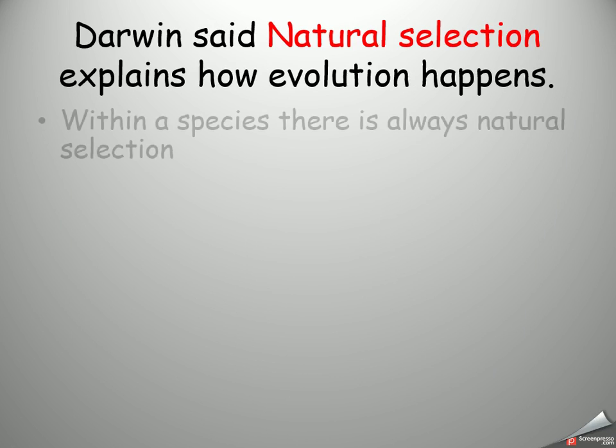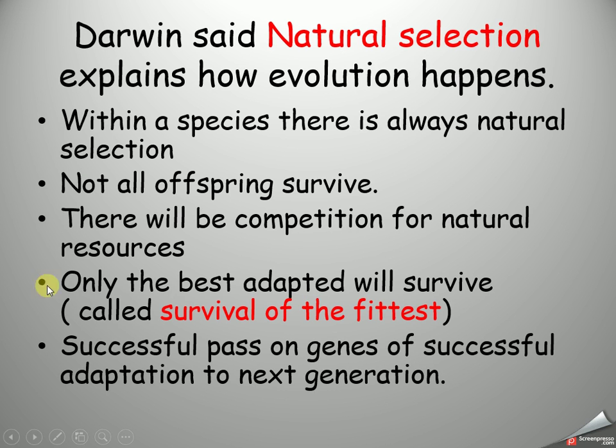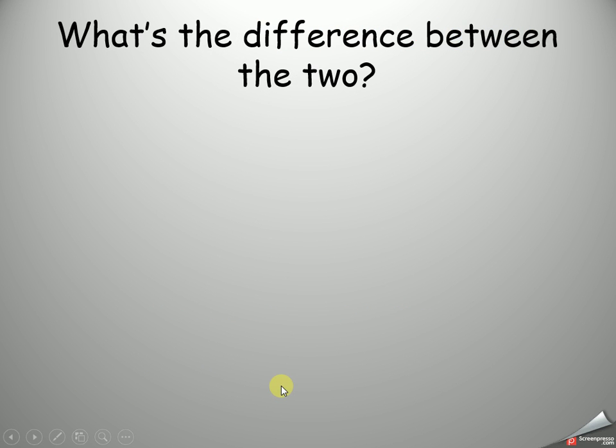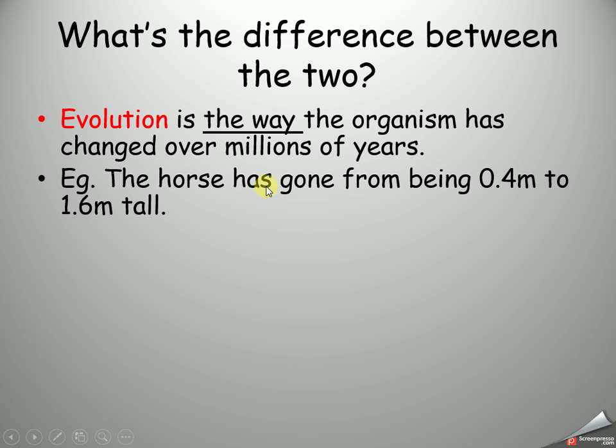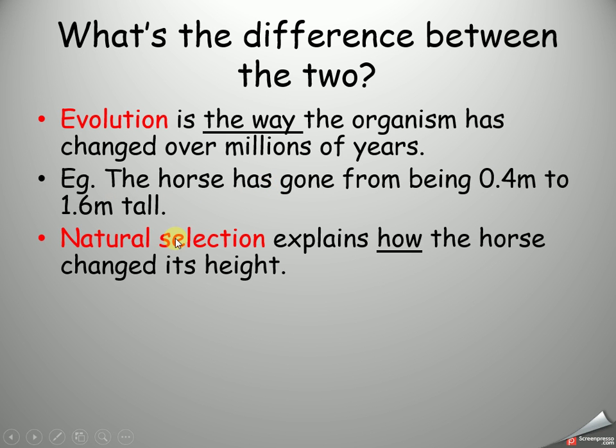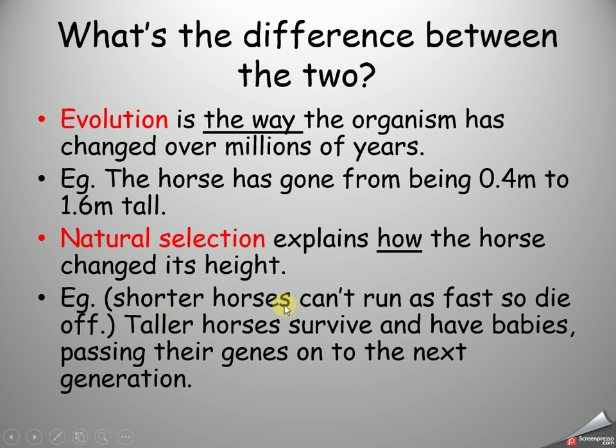Okay, let's get back to where we were. So they were the ones that are more likely to pass on their successful genes of that successful adaptation to the next generation. What's the difference between the two? Evolution is the way the organism has changed over a million years, i.e. the horse has got taller, gone from 0.4 to 1.6. Natural selection explains how the horse changed its height, e.g. shorter horses can't run as fast, so die off, i.e. get caught by predators. Taller horses survive, have babies, and pass on their genes to the next generation. That's what it's all about.